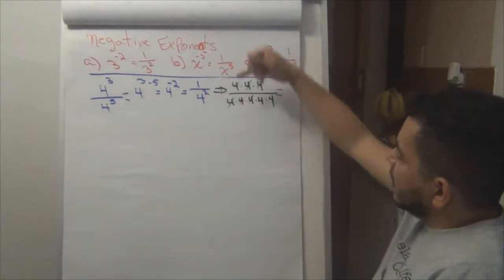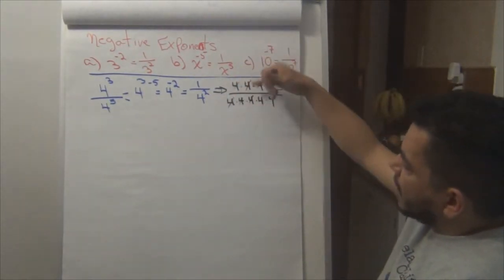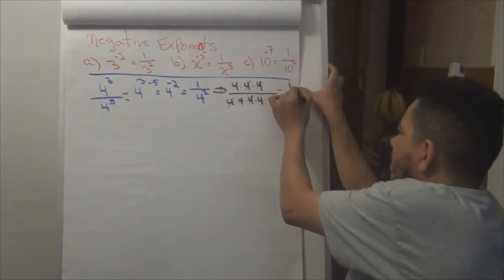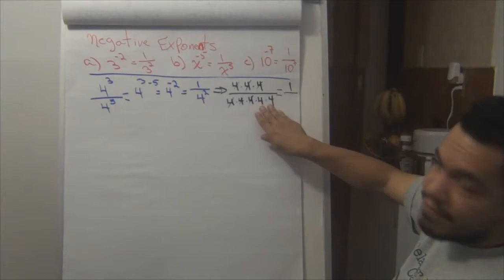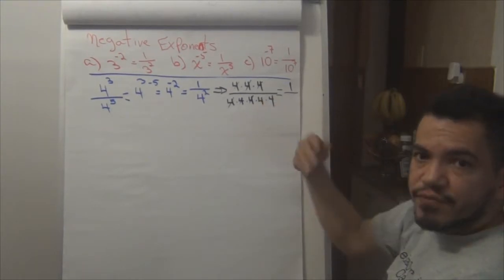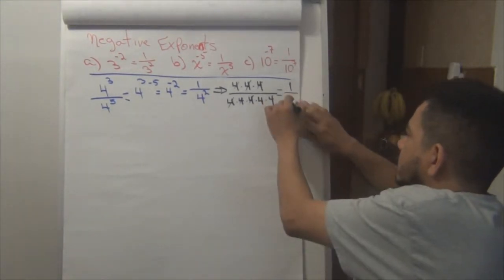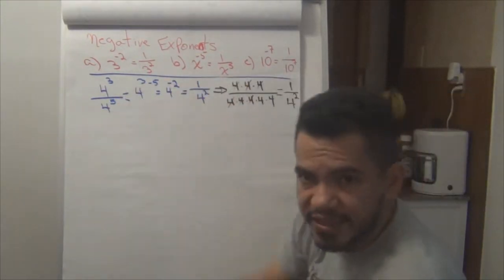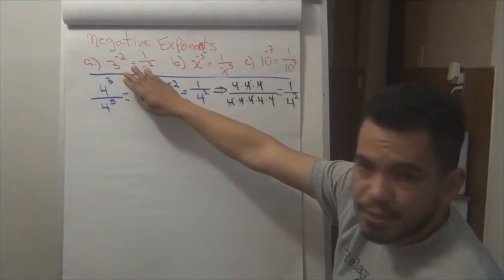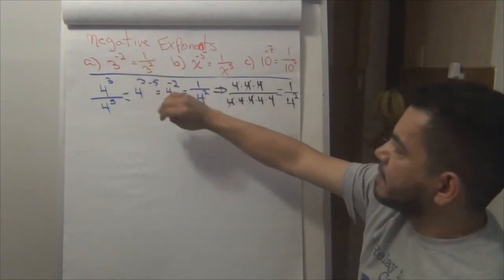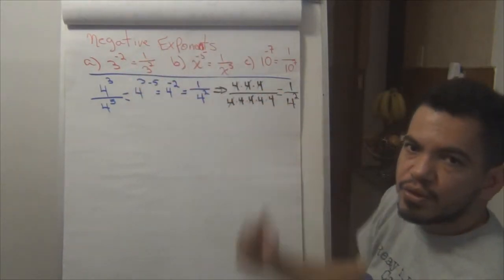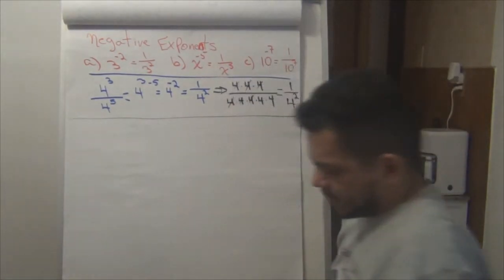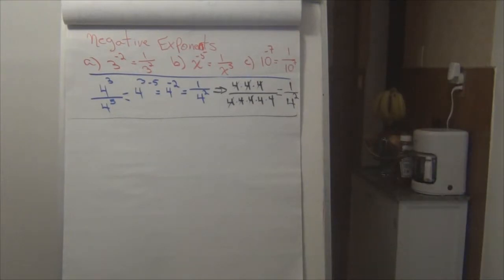Right? Look, where does the 1 go? Top or bottom? Well, I ran out of 4s on the top. So it's 1. And what do I have left in the bottom? 4 times 4, which is 4 squared. Thus, I have proven that a negative exponent is the same thing as the reciprocal, but to the positive exponent. Cool? Alright, so let us start doing some problems, I hope.